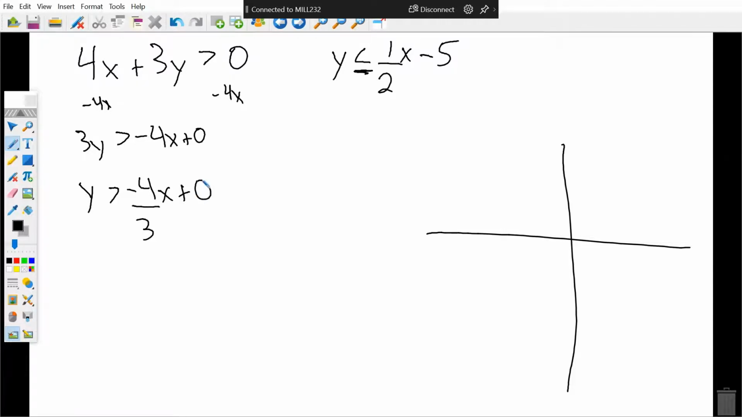So I've got y is greater than negative 4x over 3 plus 0. Now, graph that line. My y-intercept is 0. My slope is negative 4 over 3, so down 1, 2, 3, 4 over 1, 2, 3. Connect your dots.